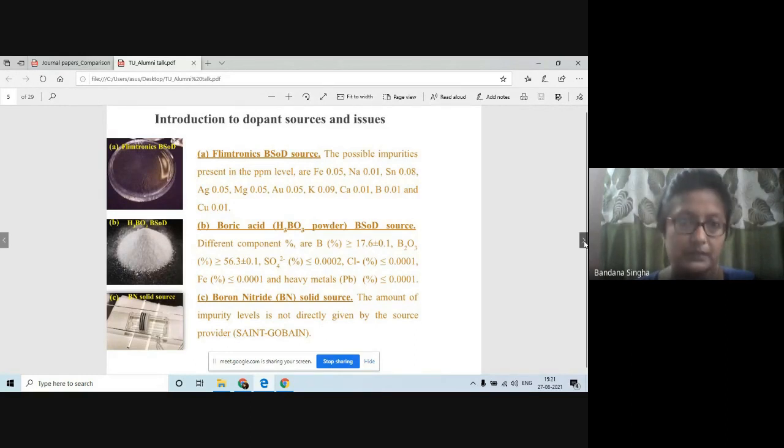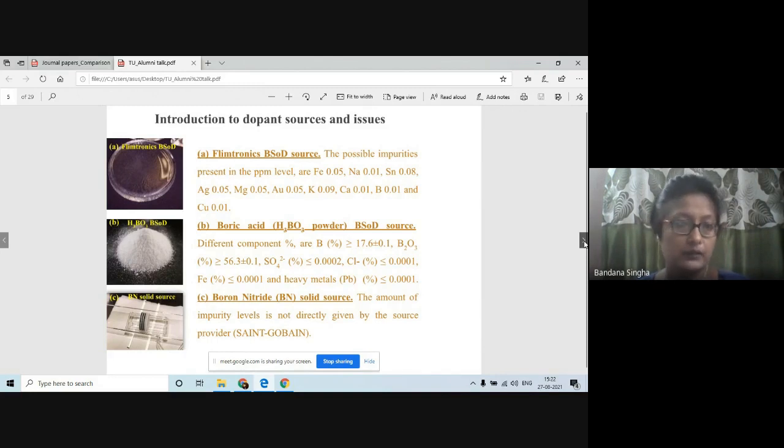That's a commercial company which provides boron spin-on dopant sources, and it has the boron dopant with some organic solvent and organic binders. Providers say that it's a high purity dopant source, but it has a few impurities present in the ppm level, like iron, sodium, tin, silver, and other impurities in that dopant source.